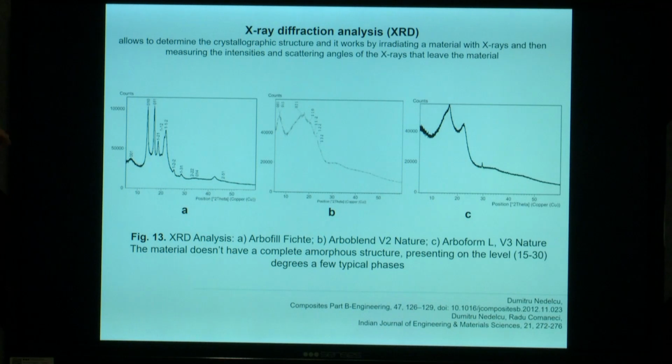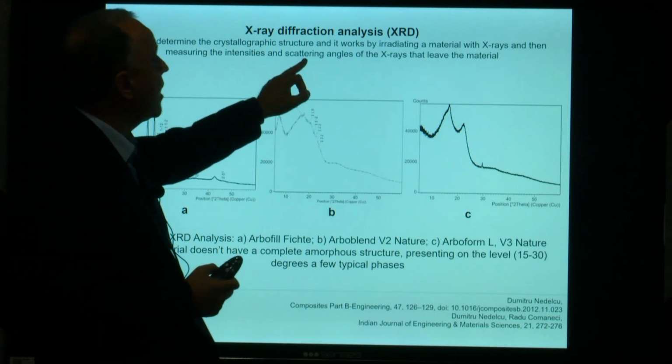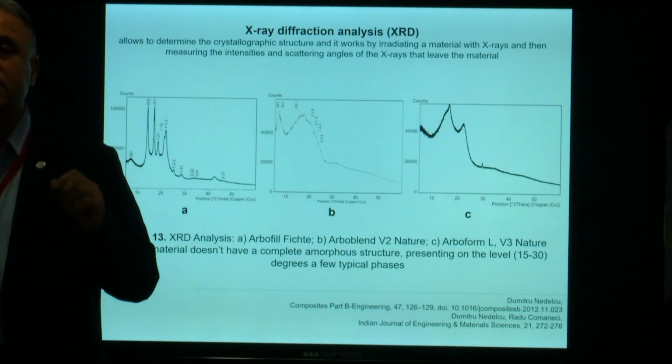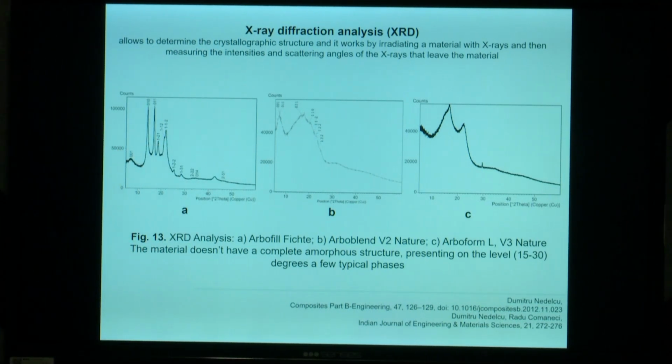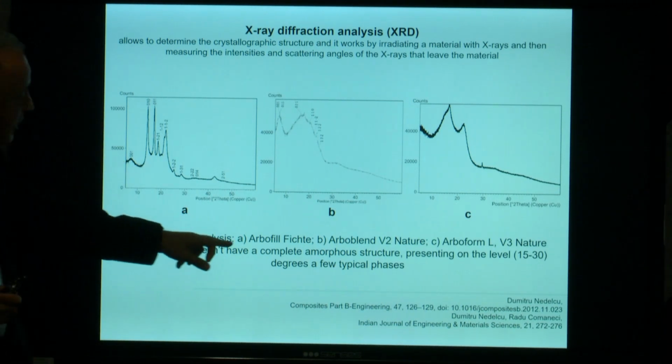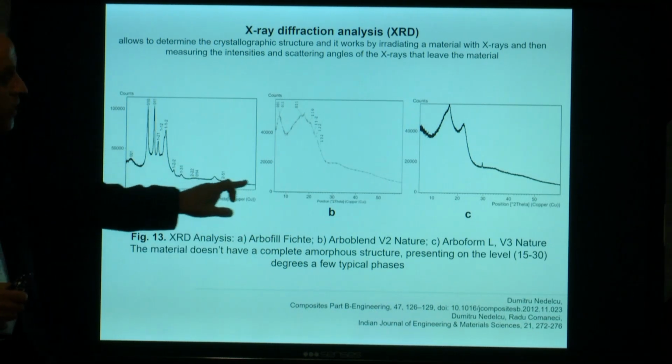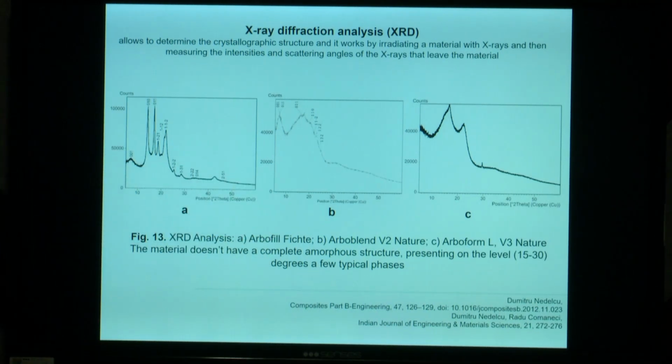And afterwards measuring the intensities and scattering angle of the X-ray that leave the material. So this is the main idea of what X-ray analysis is doing. In the case of the first material, I mean Arbofill, you can see clearly that we have a crystalline structure, because you can see over there the Miller index. So the Miller value, it's okay, it's a crystalline structure.